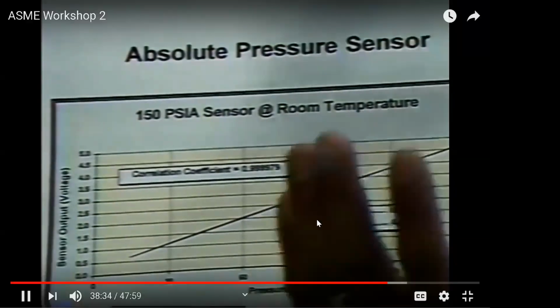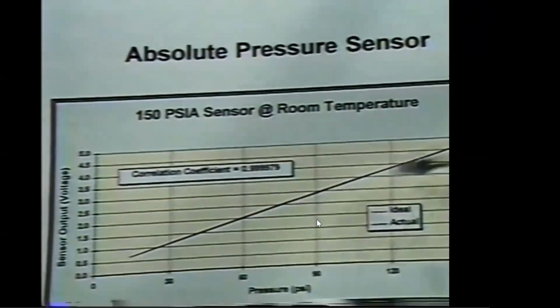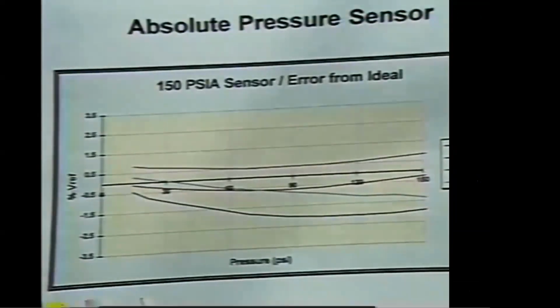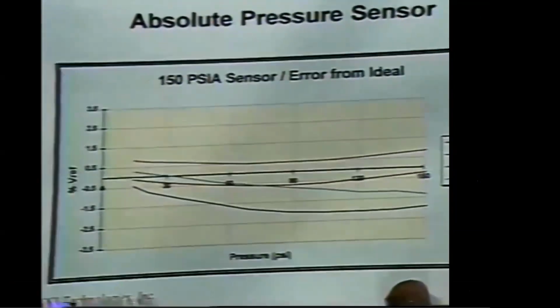I beg your pardon. The correlation coefficient is for the linear fit to the data that we obtain on the curve shown there. Since it's very difficult to see the difference between those curves, I have the difference between them, what we call the error from the ideal curve, plotted here as a function of percent of the reference voltage.